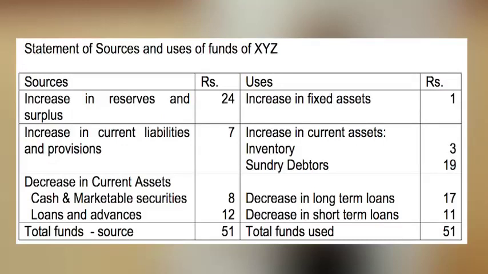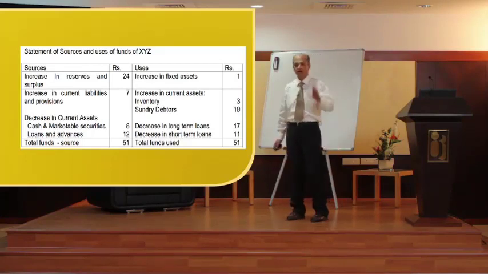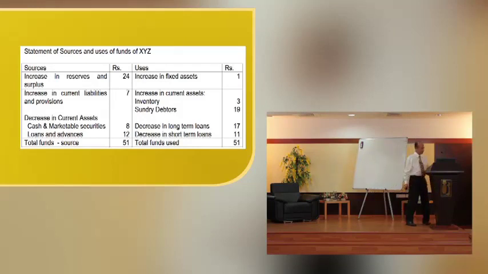In all, the total amount raised from various sources is to the extent of 51 lakhs. As against that, where it has been utilized: the increase in fixed asset, we have seen 1 lakh. Increase in current asset, we have seen 3 lakhs. And sundry debtors increased 19 lakhs. Decrease in long-term loans, that is repayment of the loans, 17 lakhs, and decrease in short-term loans 11. The total funds from the various sources, the unit could raise 51 lakhs. That 51 lakhs has been utilized in various other liabilities. This will be squared off, that is 51 here and 51 there.